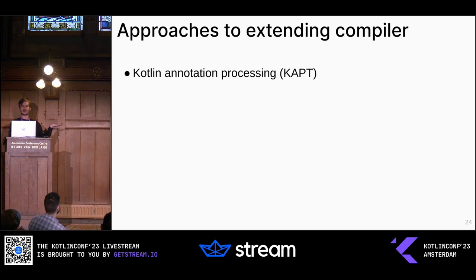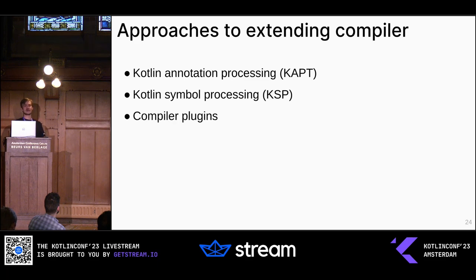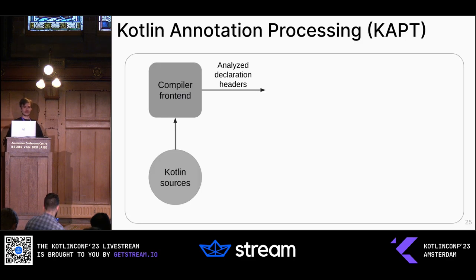There are three different approaches we have at the moment. The first one, the most conservative and with the fewest features, is Kotlin annotation processing. In the middle, we have Kotlin symbol processing. And the most adaptive and powerful, and also the most complex, are the compiler plugins. Let's see how all of them work.